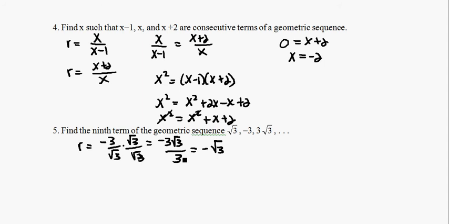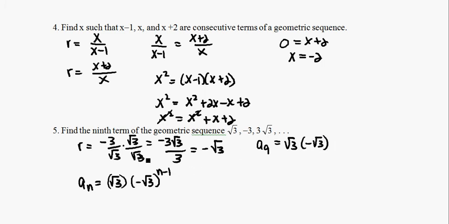So the ninth term, or let's do the nth term at first, is radical 3 times negative radical 3 to the n minus 1. So we want to do the ninth term, which would be radical 3 times negative radical 3 to the 9 minus 1. So that would be 8. This is going to be positive, an even power with the negative is positive. So this is 3 to the 1/2 to the 8th. So that's radical 3 times 3 to the 4th. 3 to the 4th is 81, so we get 81 radical 3.